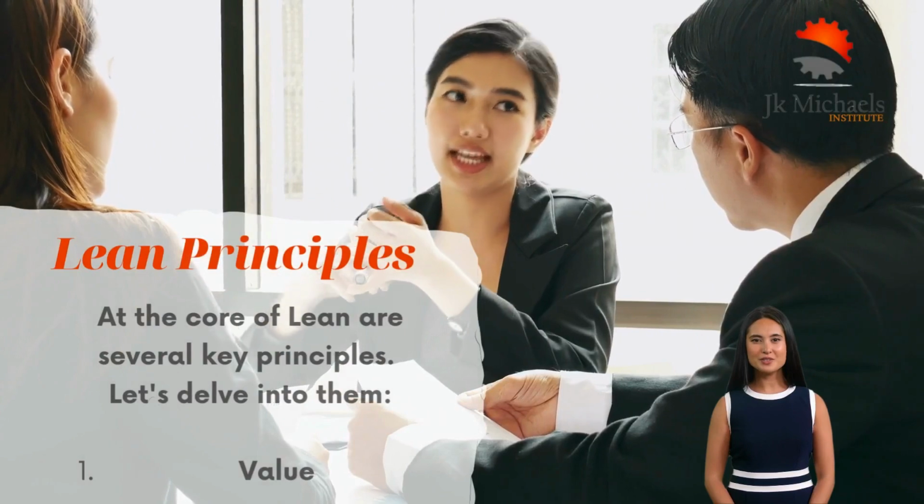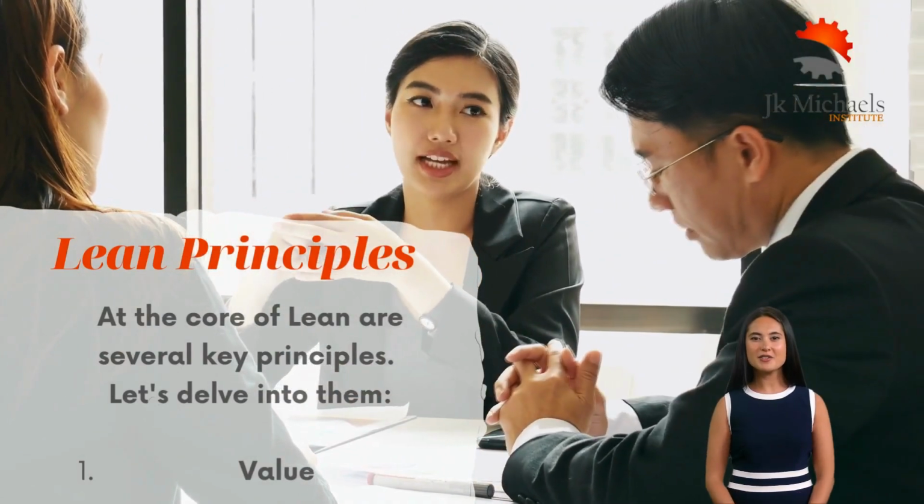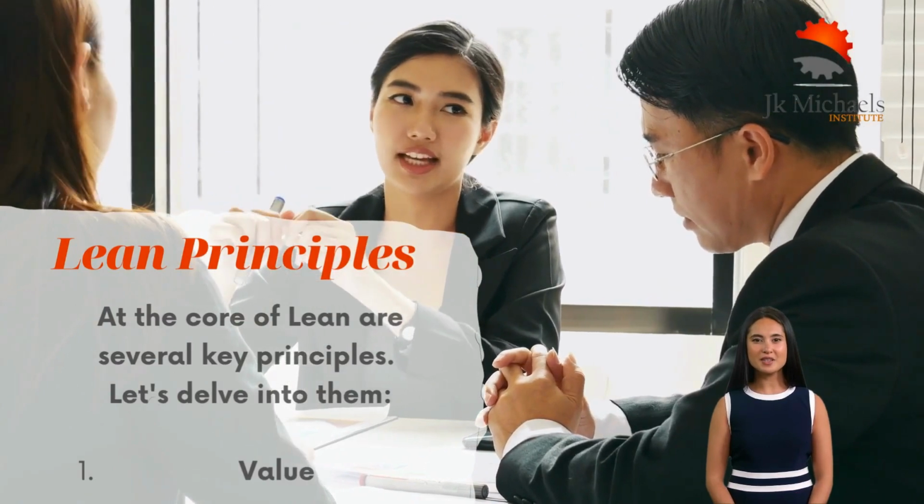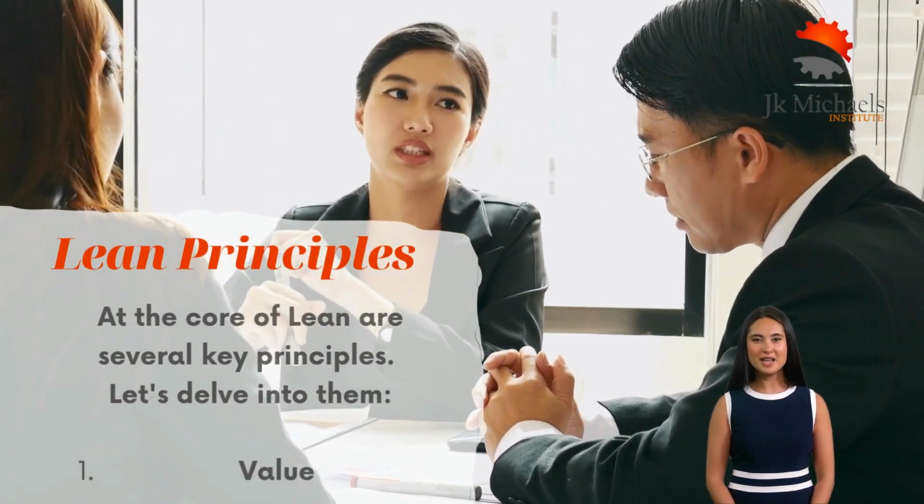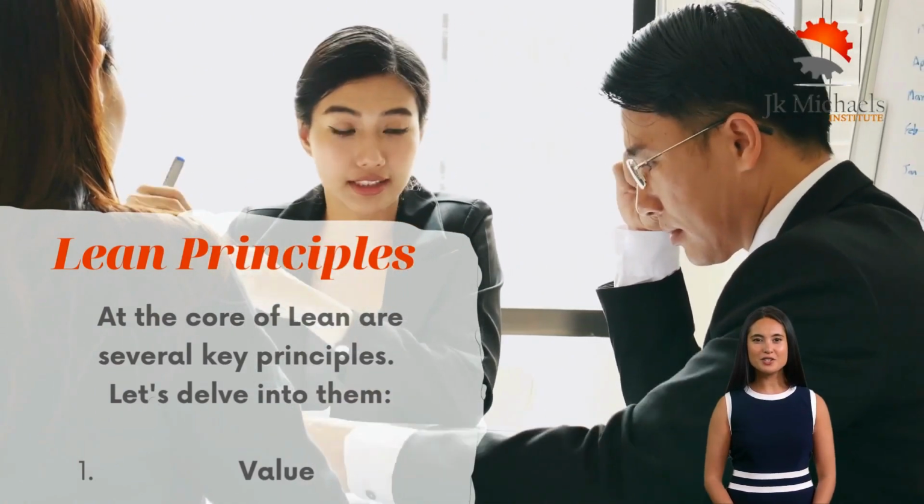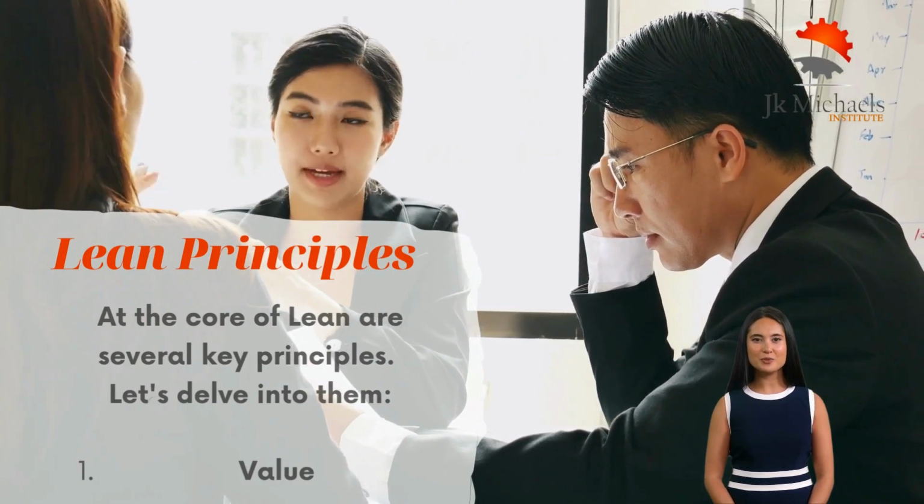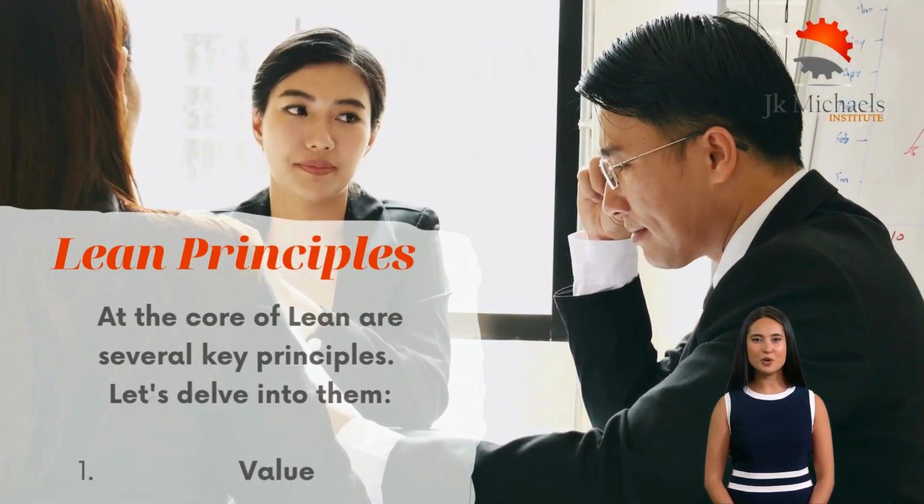Lean principles. At the core of Lean are several key principles. Let's delve into them. 1. Value. Lean starts by identifying what customers truly value. This is often referred to as the voice of the customer. It's crucial to understand what customers are willing to pay for and what they consider waste.